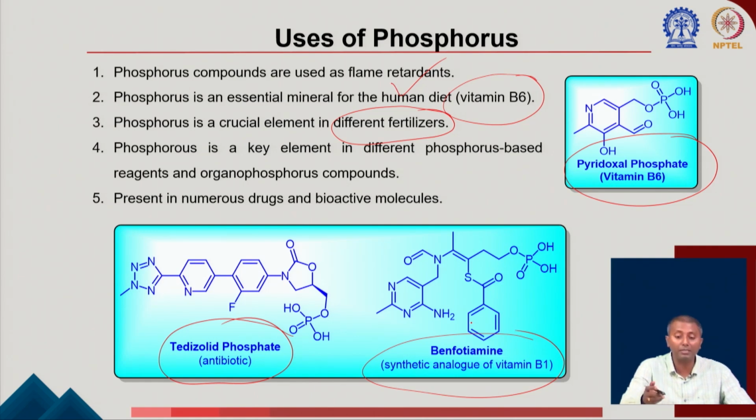Of course agrochemicals are the most important, the fertilizers, and then there are also phosphorus based reagents. The other very important thing is phosphorus based ligands. The phosphine based ligands play a very important role in different types of transition metal catalysis, and even in transition metal free carbon-carbon bond forming reactions.